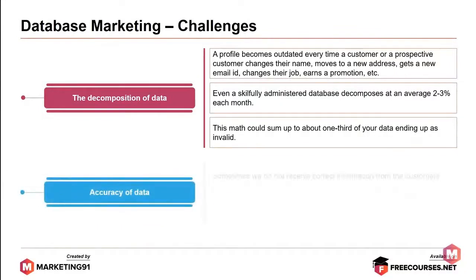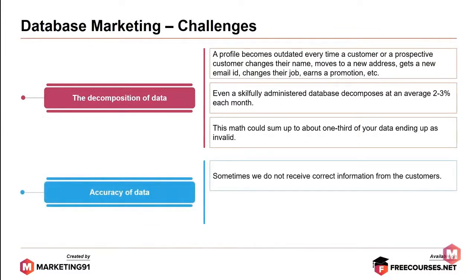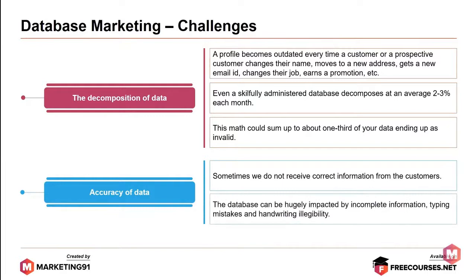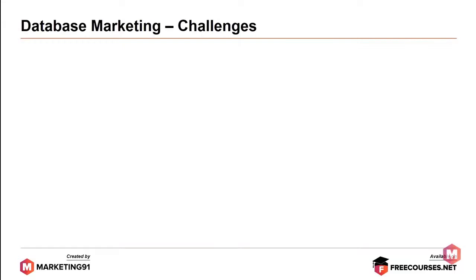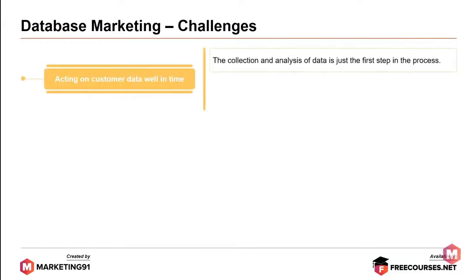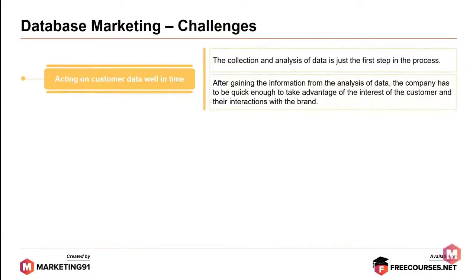Next, the accuracy of the data. Sometimes we do not receive correct information from the customers. The database can usually be impacted by incomplete information, typing mistakes, and handwriting illegibility. Third, acting on customer data well in time. The collection and analysis of data is just the first step in the process. After gaining the information from the analysis of data, the company has to be quick enough to take advantage of the interests of the customer and their interactions with the brand.